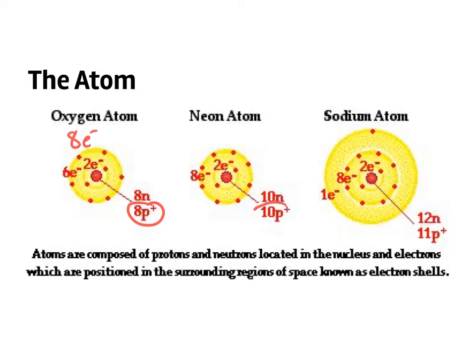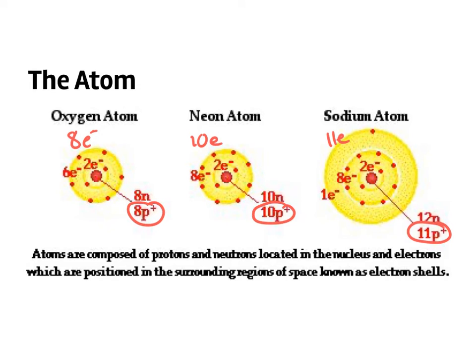Same thing, you can look at neon. We have 10 protons, 10 electrons. With sodium, we have 11 protons, and if you count those up, you'd have 11 electrons. For every proton, there's an electron there to balance it out. So that's where the concept of charge comes from: you have that positively charged core surrounded by those negatively charged electrons. And again, the number of protons and the number of electrons are always going to balance each other out.